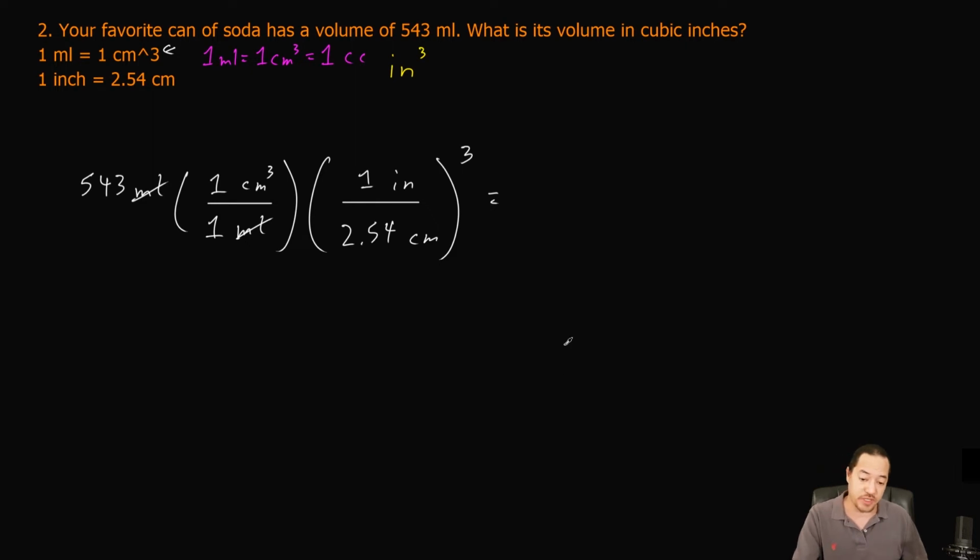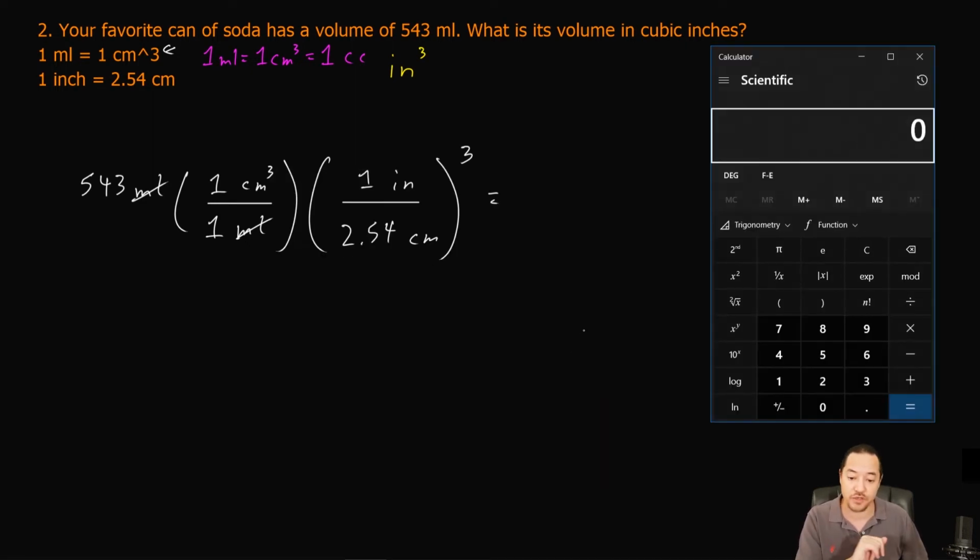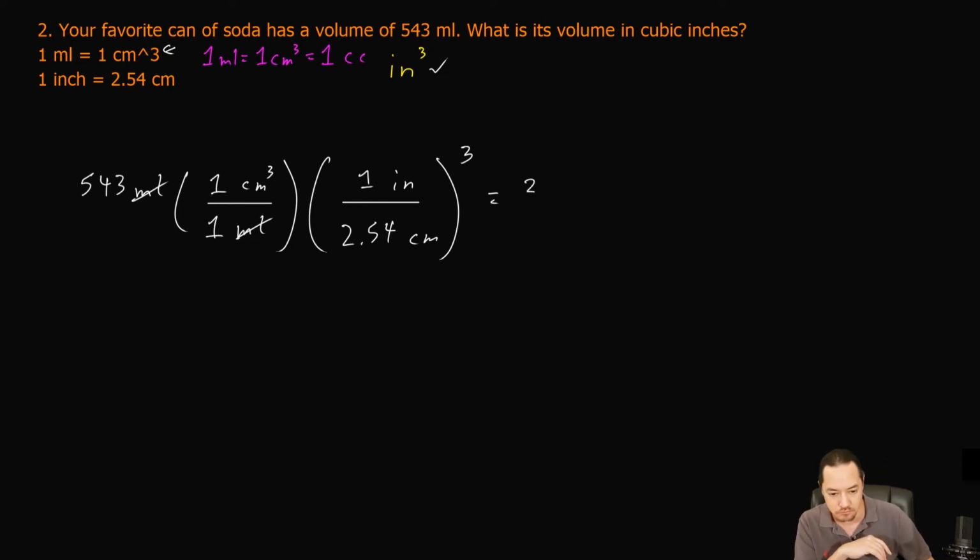And now all we have to do is do the math, because we've got cubic inches now in the numerator, which is what we're looking for. Okay, so what do we have? 543 times 1 cubed divided by 2.54 cubed. So I'm just going to divide by 2.54 3 times. 2.54 divided by 2.54, and we get 33.1 cubic inches. All right, so there we go.